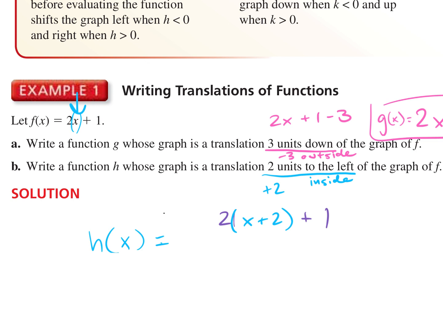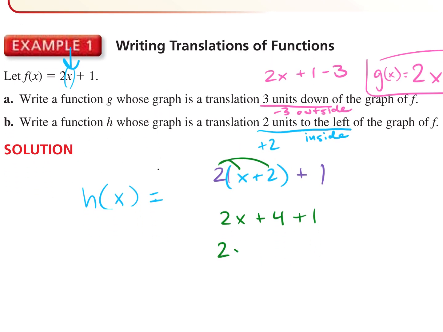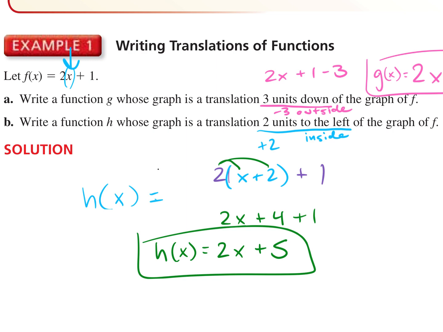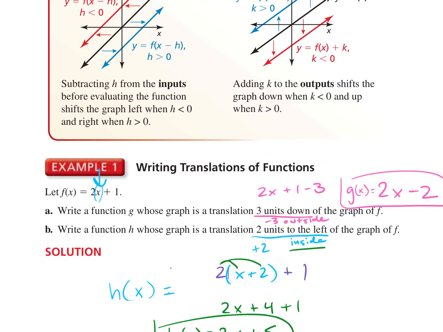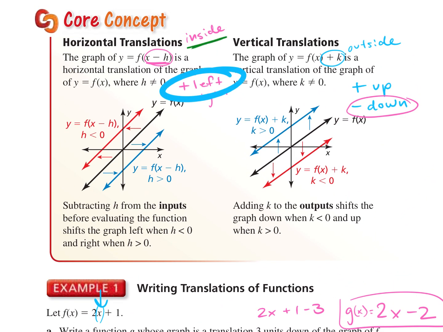Now how can I simplify this? I have to distribute the 2. So it'd be 2x plus what? 4 plus 1. Can I simplify any more? How? 4 and 1, so 2x plus 5. So our function would be h of x is equal to 2x plus 5. Inside applies directly to the x. So if it is left or right, that's inside, that's going to be applied directly to the x. So directly to the x. Up or down is just you add it or subtract it on the outside.